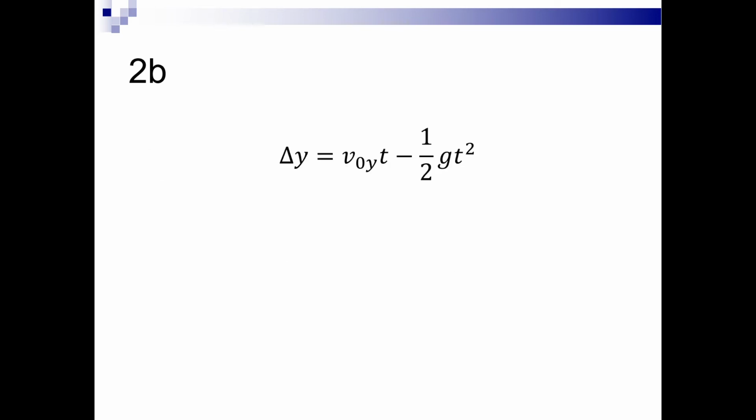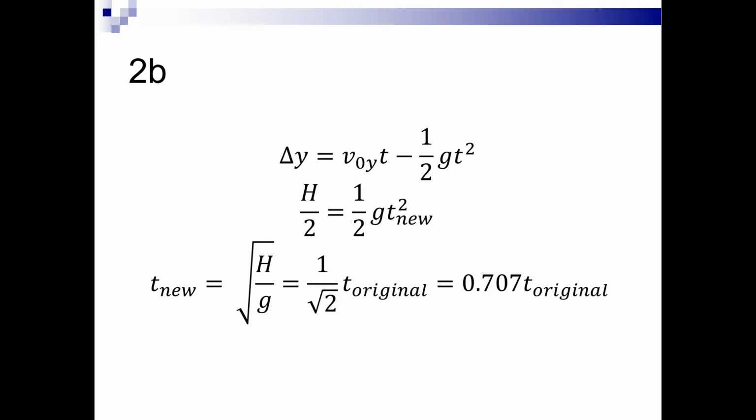So now, for the new time, we take the same thing, but instead of dropping a height h, it drops a height h over 2. If we multiply both sides by 2, divide by g, and take a square root, we find the new time is the square root of h over g. But the original time was the square root of 2h over g. So my new time is 1 over the square root of 2, or root 2 over 2, times the original. So it's about 70% of the original time. It's in the air, but it's in the air less.